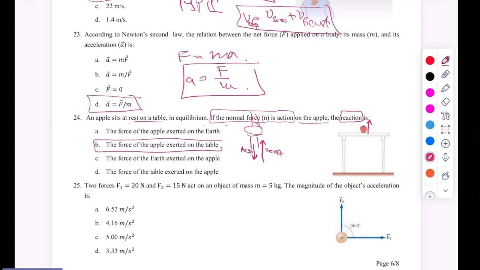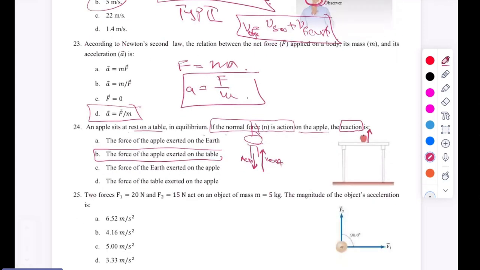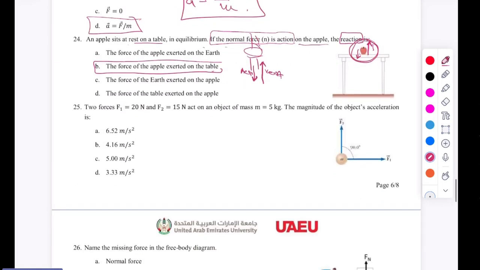Okay. So these forces act in pairs. If this is the action, this is the reaction. In both cases, it is true. So the force the apple exerted on the table is the reaction of the normal force. Question number 25.